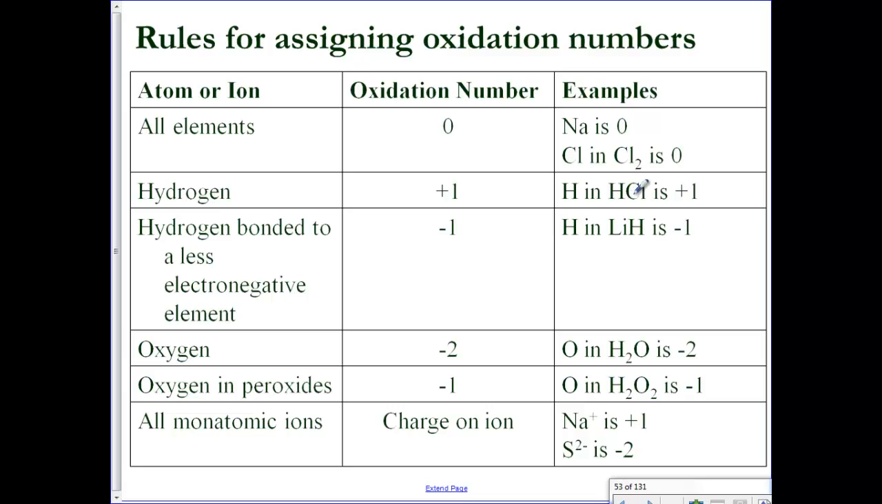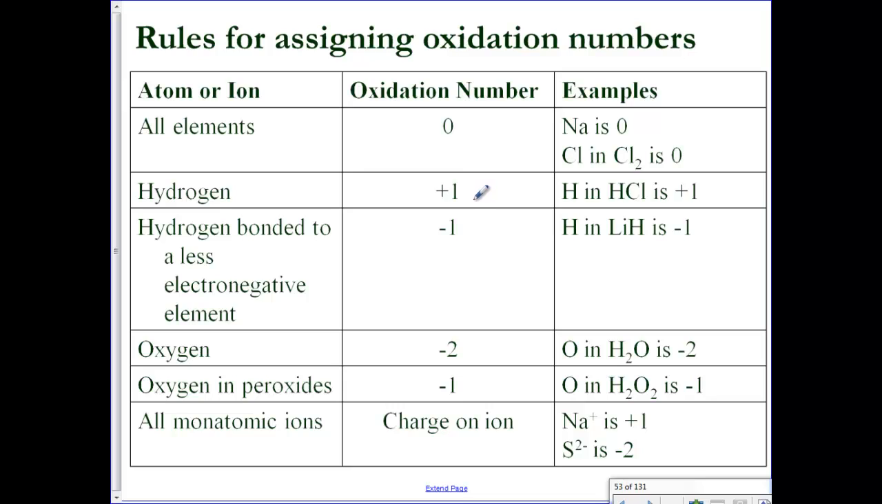But if I were to give you this molecule here, HCl, H is +1, Cl would be -1. Why? Because now it's forming its ion rather than being by itself. So if you're by yourself, you're a 0. Hydrogen is typically a +1.